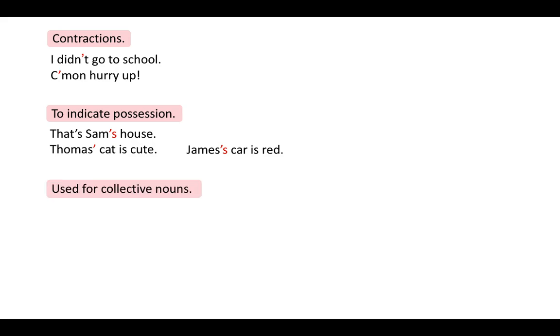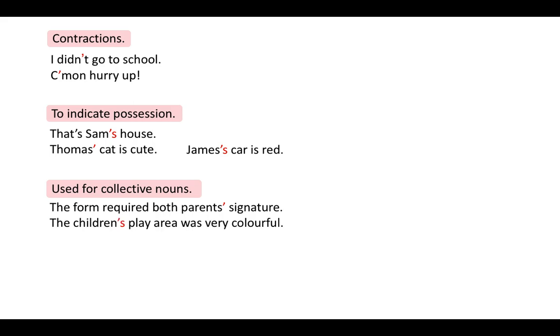Apostrophe used for collective nouns. Regular plural nouns generally end in an S, therefore we just add the apostrophe. For example, the form required both parents' signature. Irregular plural nouns generally don't end with an S. Therefore, we add apostrophe S. For example, the children's play area was very colourful.